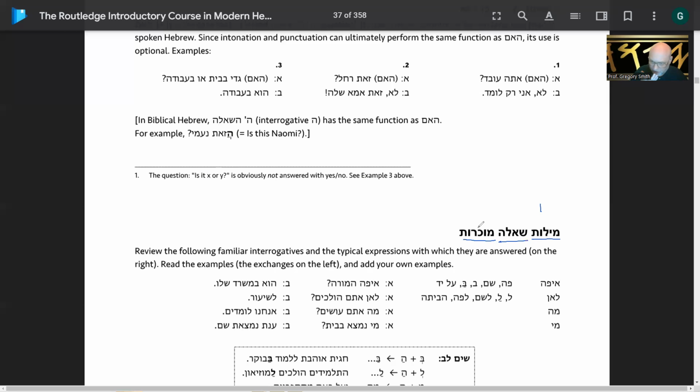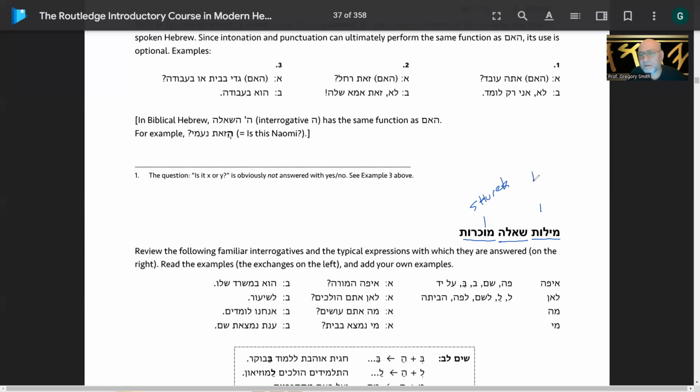Milot she'ela mokarot. Yeah, familiar question words. Okay. מילות שאלה מוכרות. Looks like she'ela mikorot. מילות שאלה מוכרות. Mukarot, that's what it is. Mukarot. This has to be a shurik.